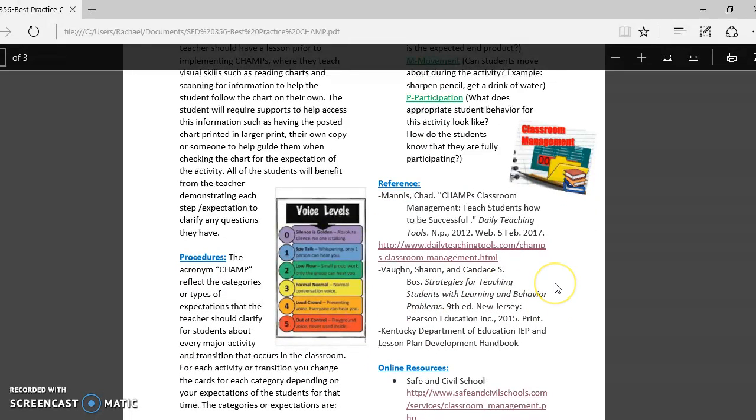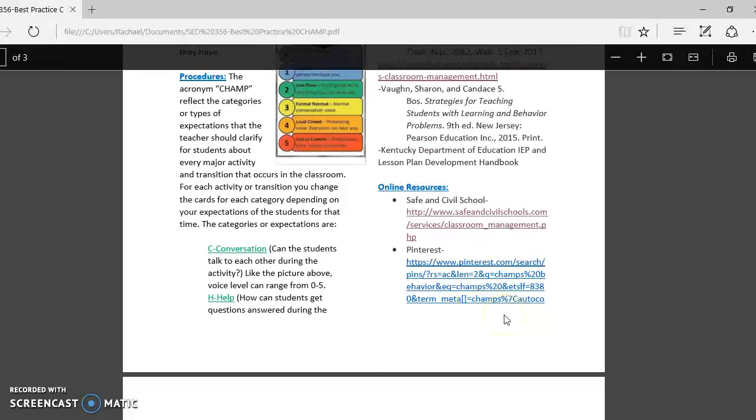For some references you can go to, this is the daily teaching tool. I think I also have it in resources. Be sure to check it out. It does have a lot of free printables and just ideas of how you can use CHAMPS. This is our textbook that we have. It always has lots of information to look through as far as disabilities and what types of supports you may want to provide.